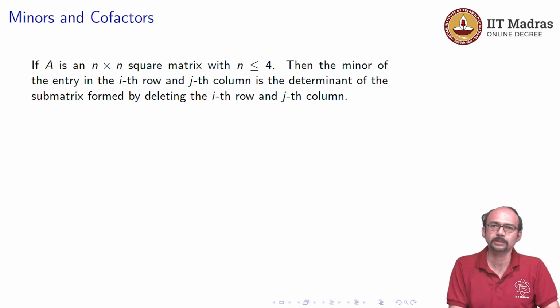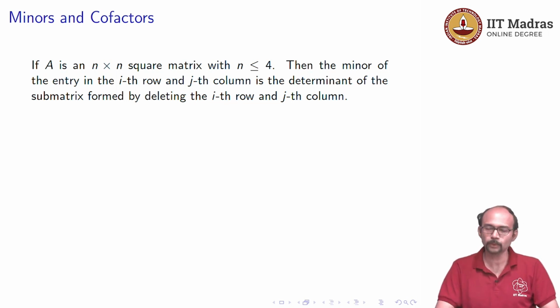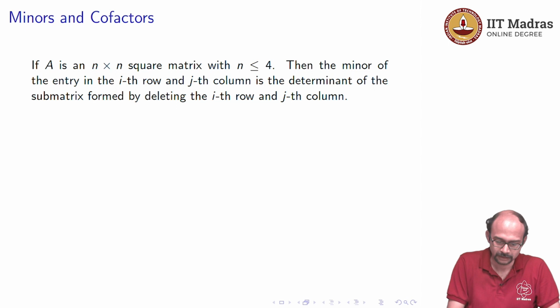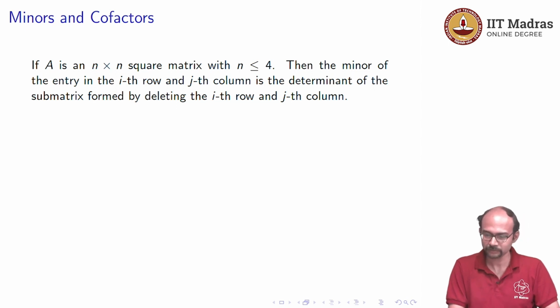Now let us move on to minors and cofactors. This is a very important idea, and this is what is going to help us to generalize the determinant to the n by n situation, meaning where the size of the square matrix is n by n. Now suppose A is an n by n square matrix where n is at most 4. We will do it in this particular case. So, either it is a 2 by 2 matrix or a 3 by 3 matrix or a 4 by 4 matrix.